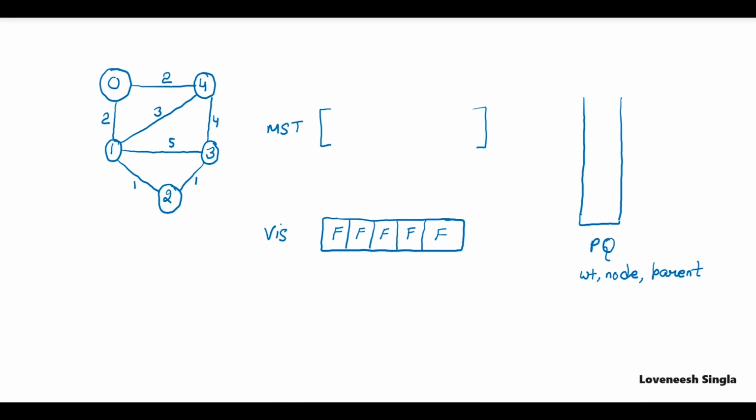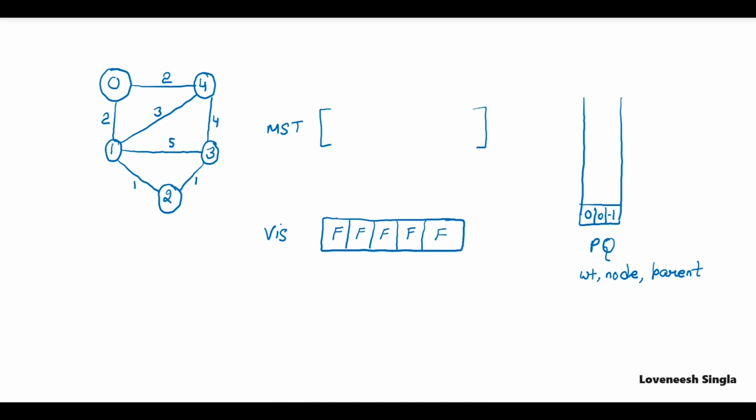We can start from any node, either from 0, 1, 2, 3, any node. Here I am starting from the 0th node. So for the 0th node, I am taking the weight 0, the node 0, and the parent I am taking -1. Remember one thing, we have inserted one element in the priority queue, but we haven't marked any node as visited. First, we will start iteration over this priority queue. Then we will start marking the nodes as visited.